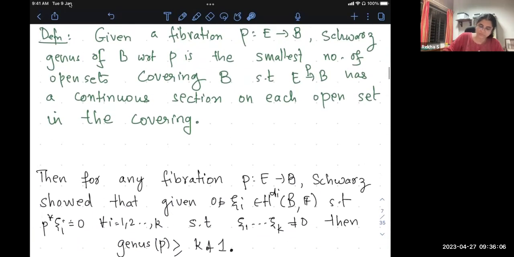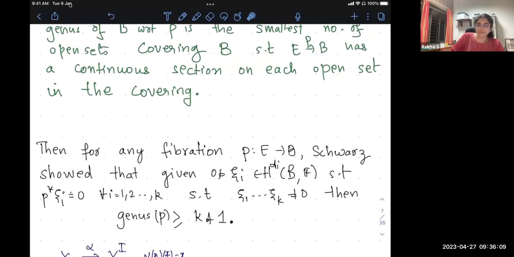So then for any fibration of this form, Schwartz showed that given non-zero cohomological classes, which under P star go to 0, such that their cup product is non-zero. So any k length of such things which give you a non-zero product in cohomology of B, but when I look at their image in the induced map, the images of these elements is 0, then the genus of P will be bigger than or equal to k plus 1.